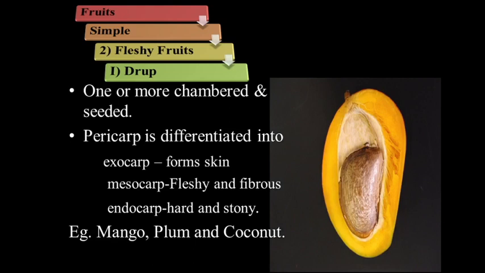In this photograph, the fruit of mango, this is the outermost skin, that is the exocarp. The mesocarp is fleshy and fibrous, which is juicy, sweet, tasty, and the innermost is the endocarp, which is hard and stony and which protects the cotyledons inside the seed.